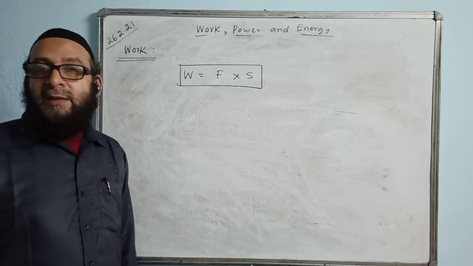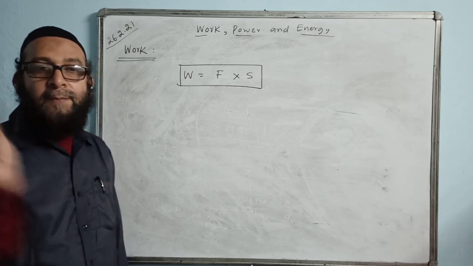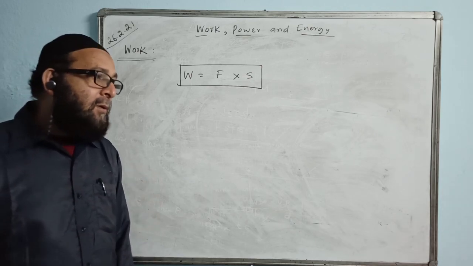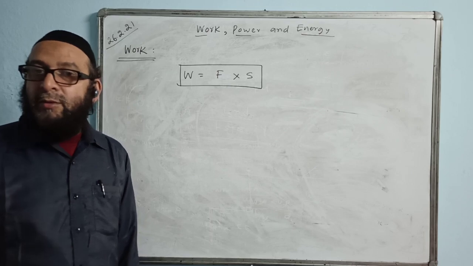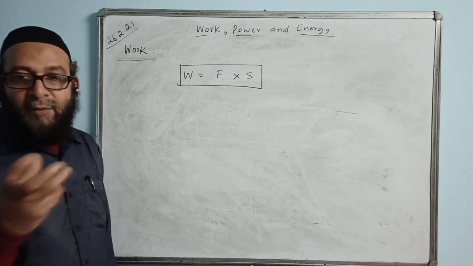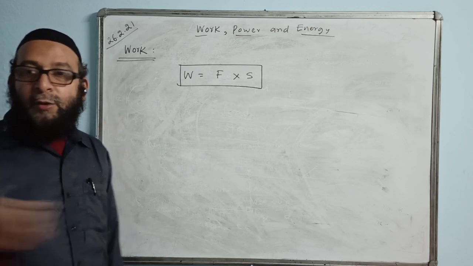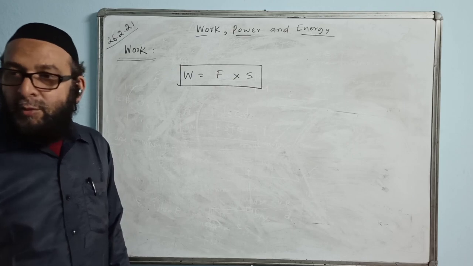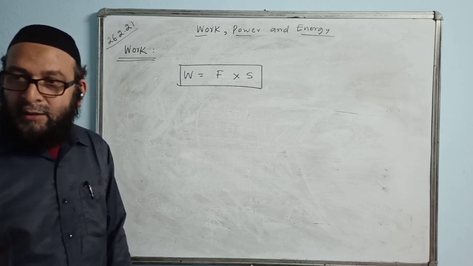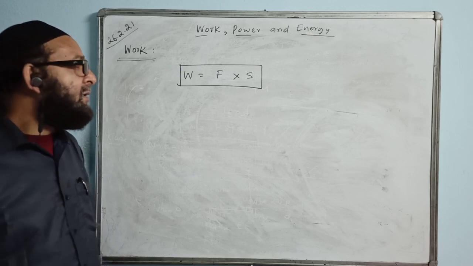An athlete is taking one complete round in a circular track. When he completes one round, the work done by him is zero because displacement is zero, back to the same point. The work done by the bob of a pendulum to complete one oscillation, one complete to and fro motion, is zero because the body is back to the same point where it started from. So these are the cases.